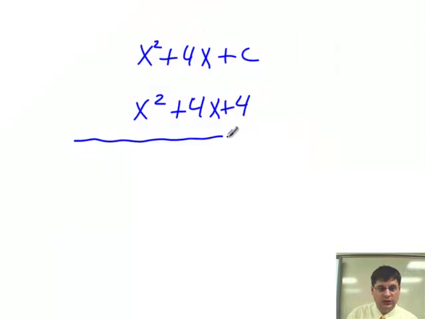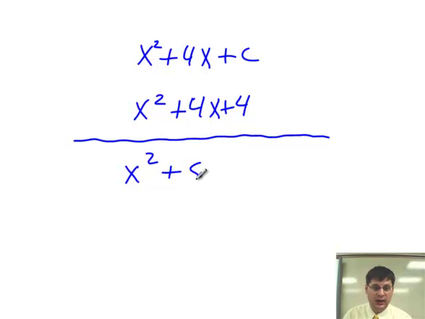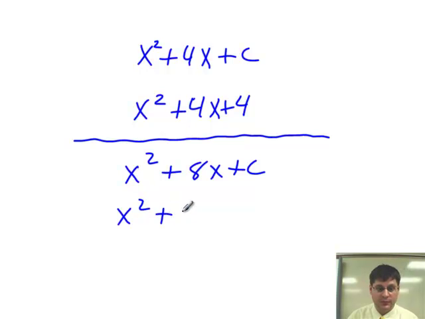Let's try one more. So let's say I had x squared plus 8x, and I want to figure out, well, what does c have to be in order to complete this square? So 8 divided by 2 is 4, and if I square 4, that's going to give me 16. So plus 16, and that completes the square. And I know I complete the square because I am left with a perfect square trinomial.